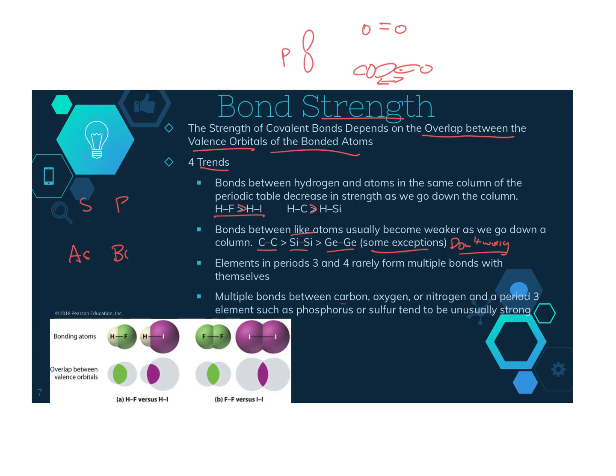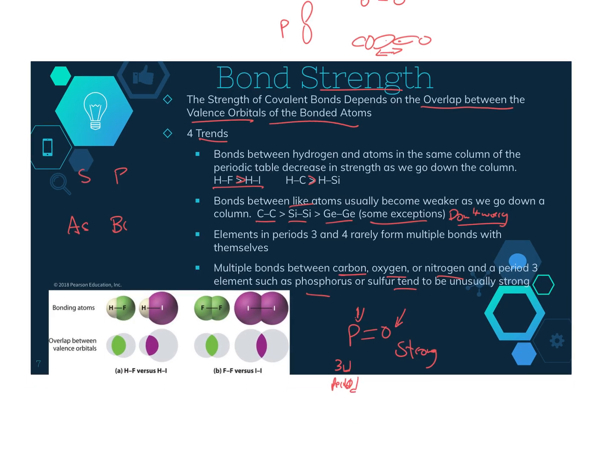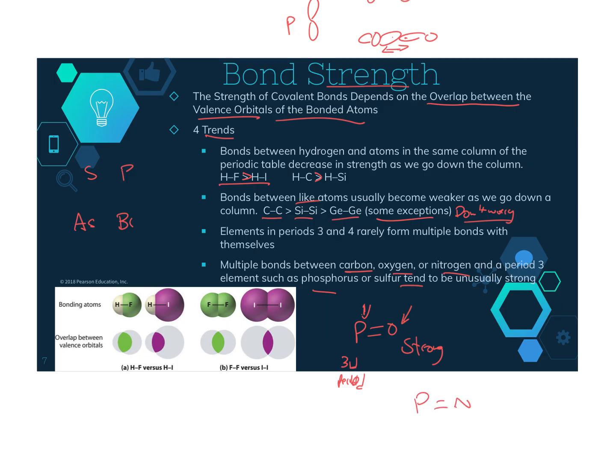Multiple bonds between carbon, oxygen, or nitrogen and a period 3 element such as phosphorus and sulfur tend to be unusually strong as well. And so, for example, P=O is really strong, right? Oxygen, as well as P, which is a third period element. This is a really, really, really strong bond. It's almost impossible to break apart. So those are going to be really strong. P double bond N, for example, is pretty strong. S double bond O is really strong. And so that's the last trend that we generally see here.